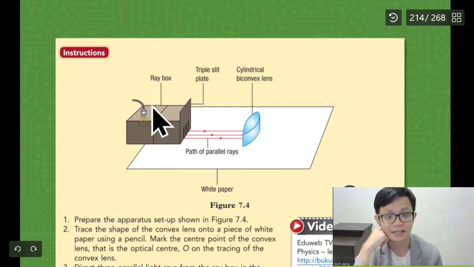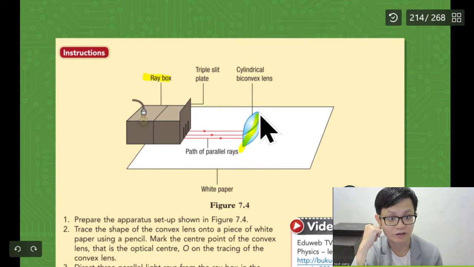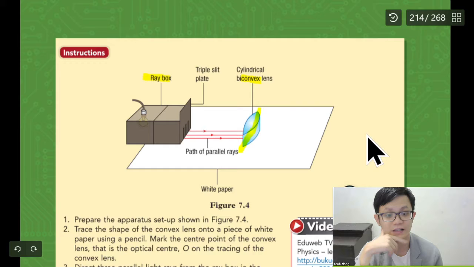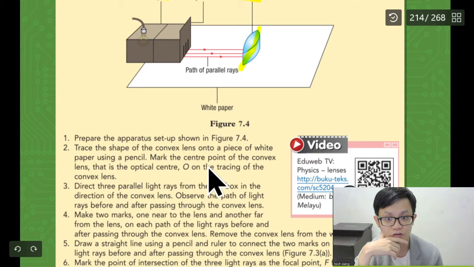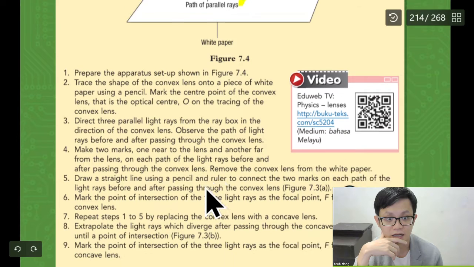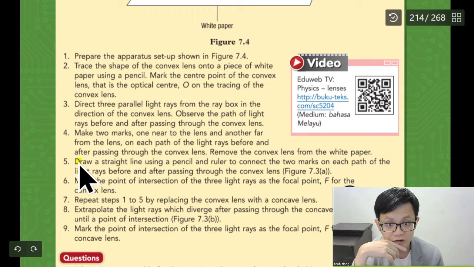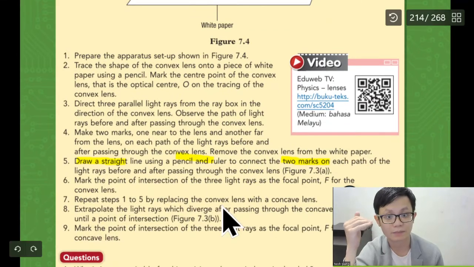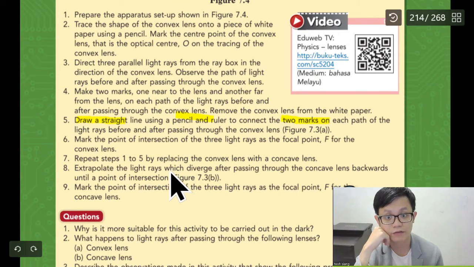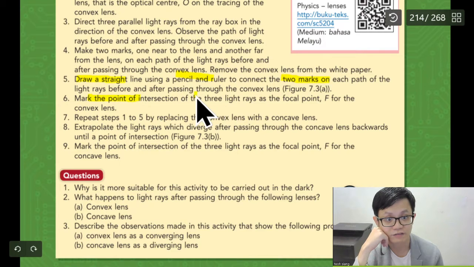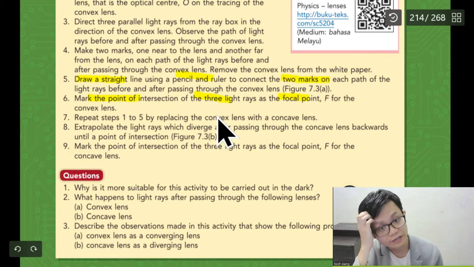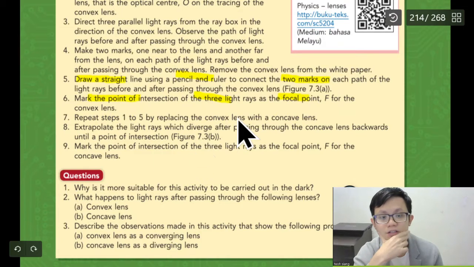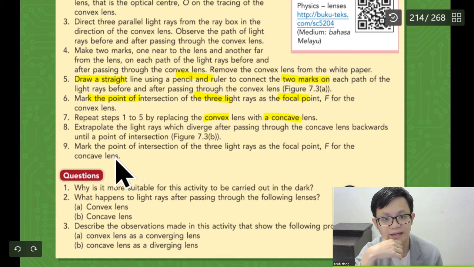They take this machine, the ray box, and start with a convex lens first. After you do the direct or parallel rays, you draw a straight line using a pencil and mark 2 marks on the paper. So you need to draw on the paper. By using the paper, we can use it as the observation. Mark the intersection of the three light rays, the focal point. So you can do that in this experiment. Then you replace it with either a convex lens or a concave lens.